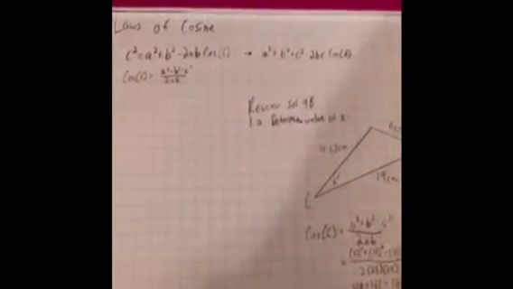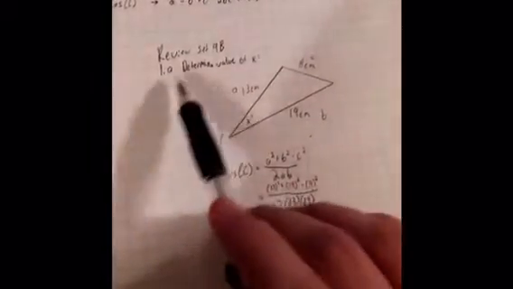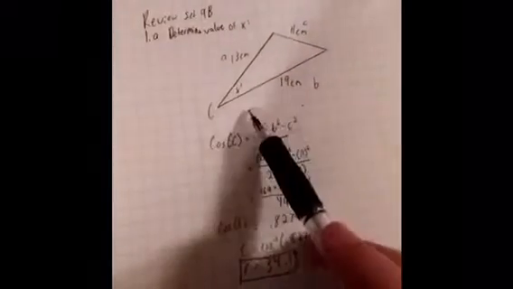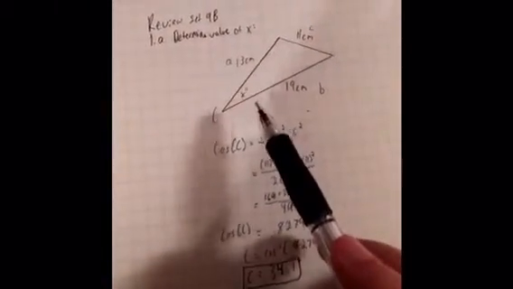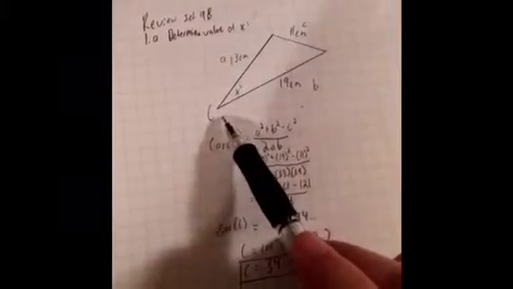Now I'm going to apply that to a question. The question I chose is question 1a from review set 9B, and it's simply: determine the value of x of this triangle. Note this triangle is not exactly what they show in the book because I'm terrible at drawing, but this is the general idea, and the side lengths are correct.